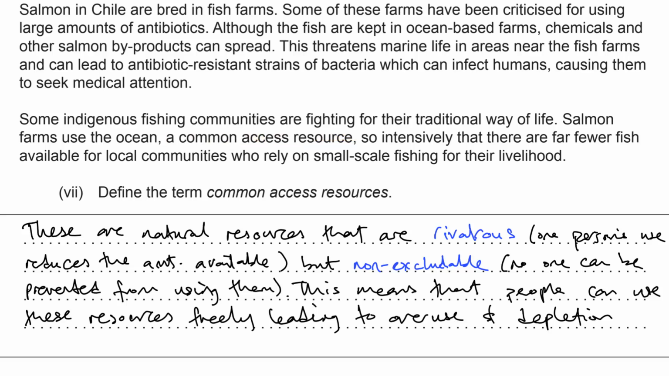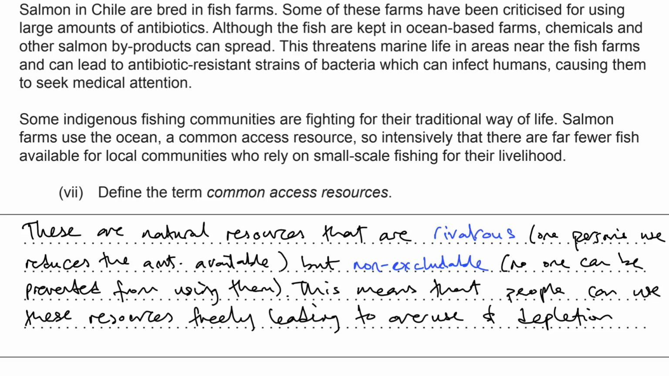All right, so there are 2 defining characteristics of a common access resource. The first is that they are rivalrous, meaning that if I consume it, you can't consume it, because only one of us can. If my consumption means less of yours. And the second feature of a common access resource is that they are non-excludable, meaning I cannot prevent you, nor can you prevent me, from accessing or using that resource. So you need maybe a few sentences just to explain that.